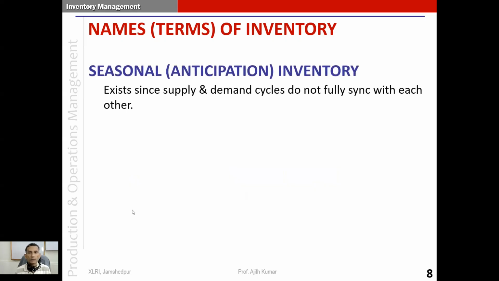The last term that I want to talk about in this video is called the seasonal or anticipation inventory. This seasonal inventory is built up simply because the supply and demand cycles do not fully sync with each other. It may be practically impossible to make them sync with each other in many situations. I'll give you a couple of examples.